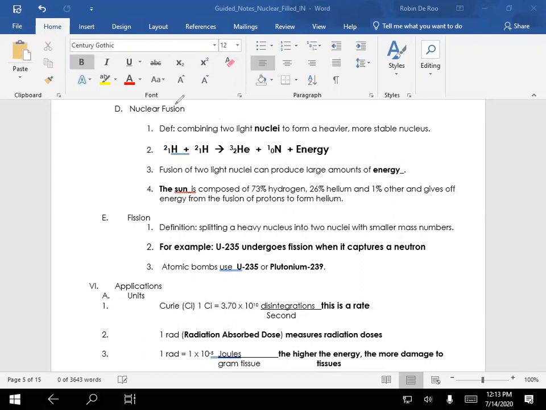So don't confuse fusion with fission. Those are 2 different concepts. Fission is splitting a heavy nucleus into 2 nuclei with smaller mass numbers, 2 or more. So for example, uranium-235 undergoes fission when it captures a neutron. So fission is the process that would happen with uranium-235 or plutonium-239, and that would happen in atomic bombs.